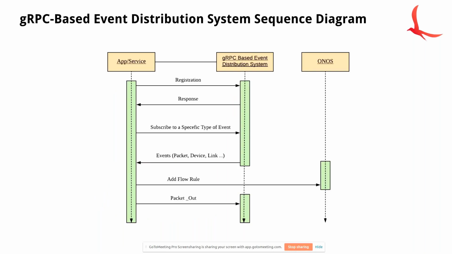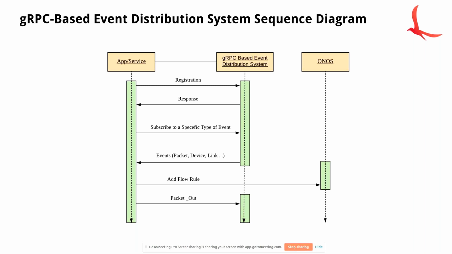So let's take a look at a sequence diagram to give you an idea how the external apps and services will be able to communicate with the gRPC-based event distribution system. So it's a very simple protocol. Each of the apps and services outside of the controller, first they need to register themselves to the gRPC server. So they provide a client ID to the gRPC server, and the server is keeping the list of the clients that want to use this service.